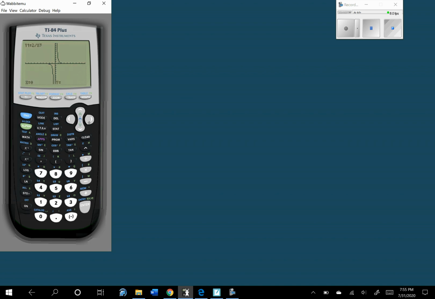If I hit trace, let's go to the right, you would see that the y values are getting closer and closer to 0, but aren't actually going to reach 0, even though it looks like it stops right there. The graph doesn't stop. It keeps going, following the asymptote, which we've talked about before.